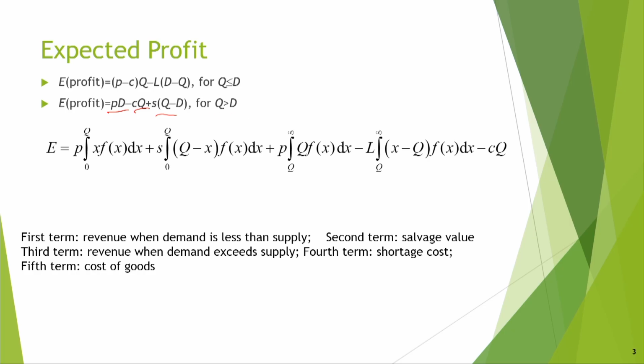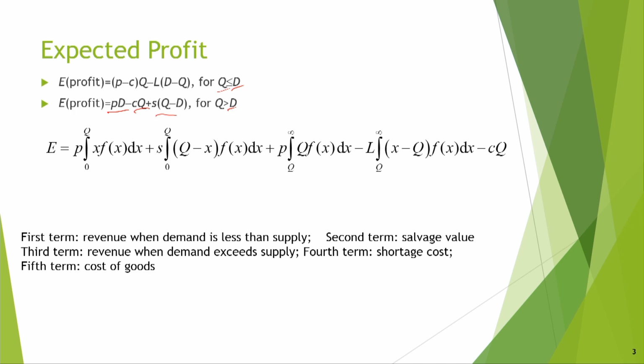In fact, D can take on any value with different probabilities. Q is the decision variable which we have to find. D is not a fixed quantity, it has some probability type of thing. So we have to say, let us say, what is the expected profit.